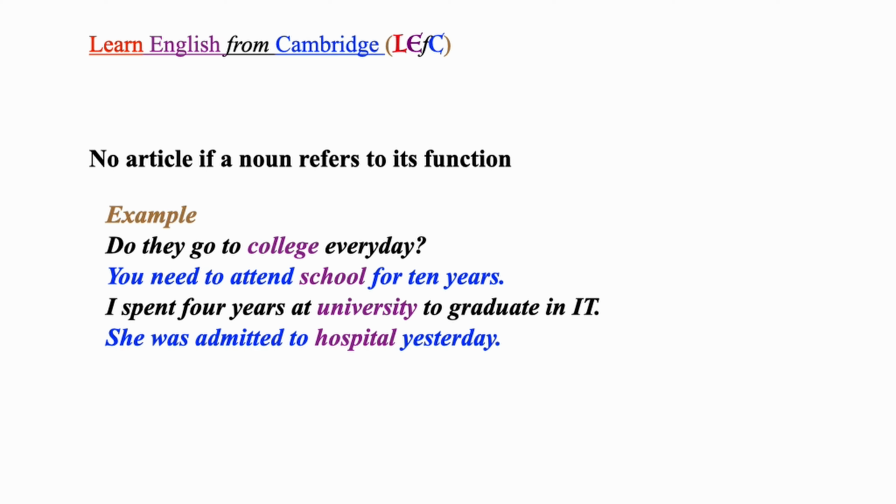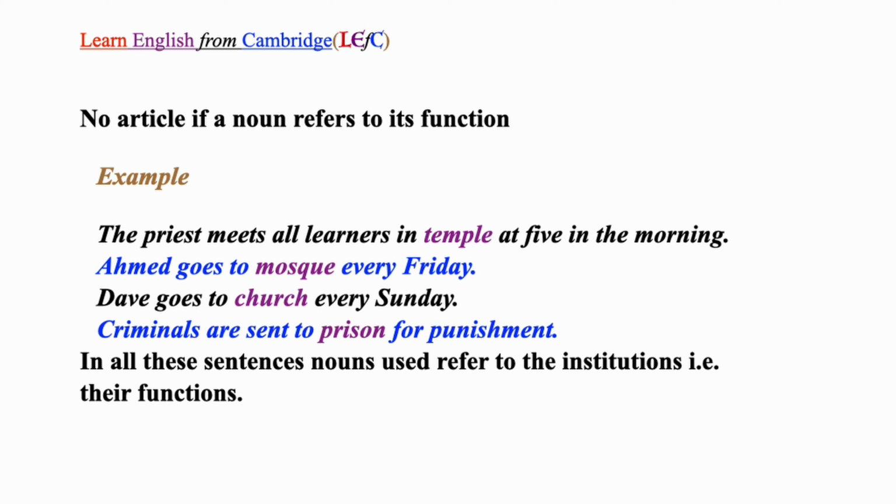No article if a noun refers to its function. For example, do they go to college every day? You need to attend school for 10 years. I spent 4 years at university to graduate in IT. He was admitted to hospital yesterday. No article if a noun refers to its function.